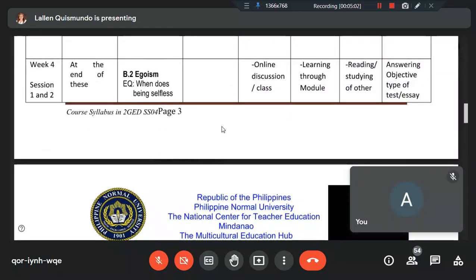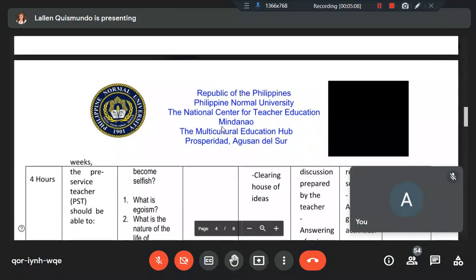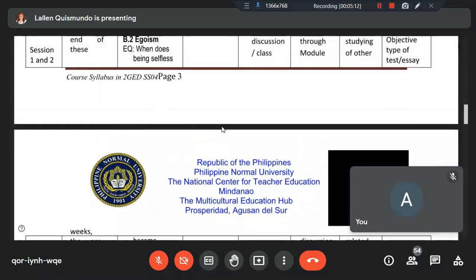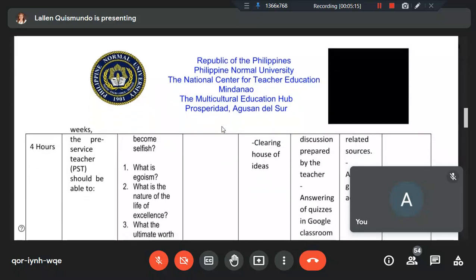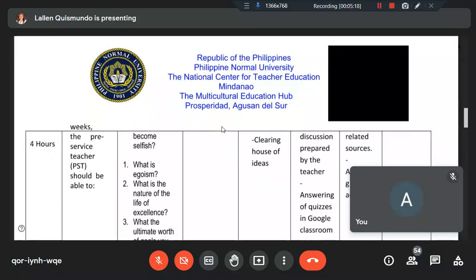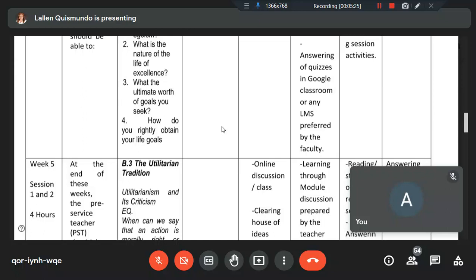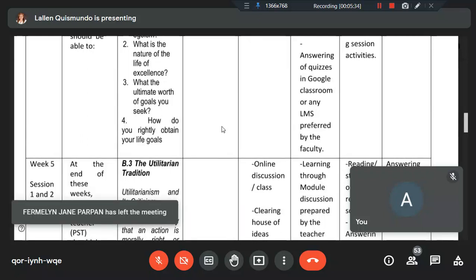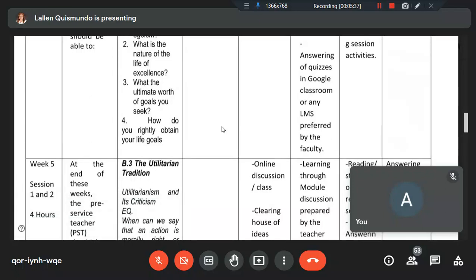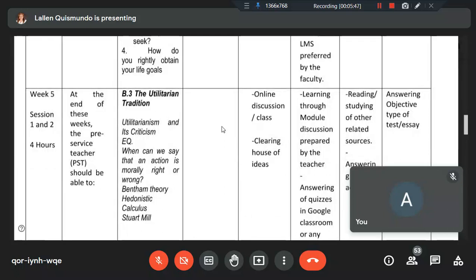pag-uusapan natin tong egoism. Ano ba tong egoism? When does being selfless become selfish? When does being selfish become selfless? Diba? What is egoism? What is the nature of the life of excellence? What is the ultimate worth of goals you seek? And how do you rightly obtain your goals? Ma-reach mo ba yung goals mo in a rightful way? In a rightful manner? In a rightful consideration and means? Diba? Ayan. Then sa week 5 naman, ito yung the utilitarian tradition, no?